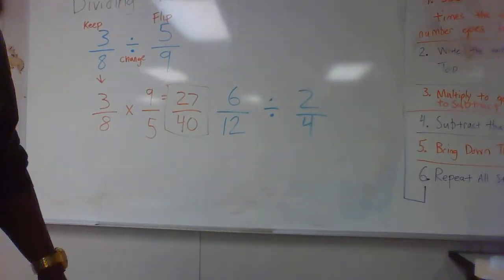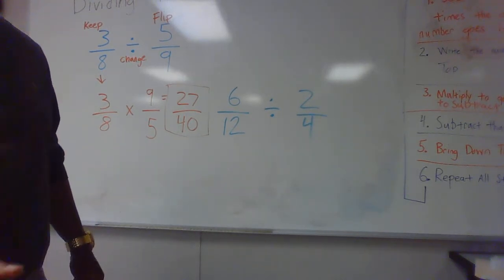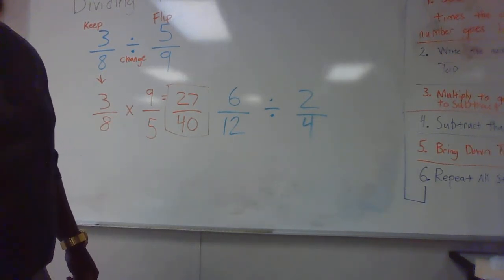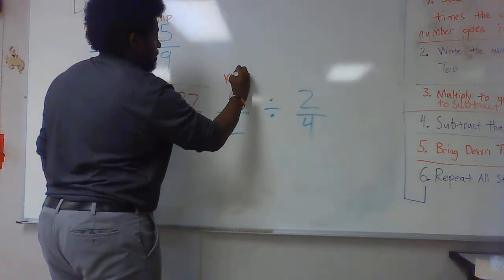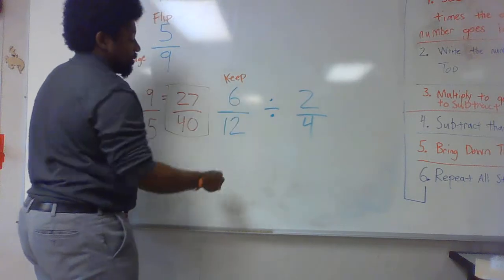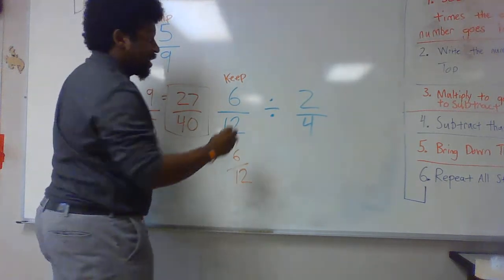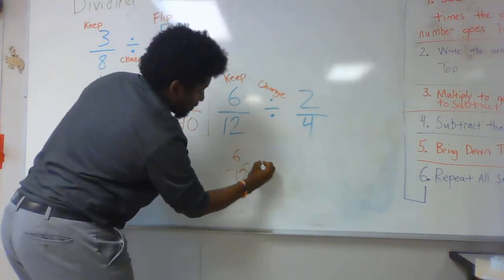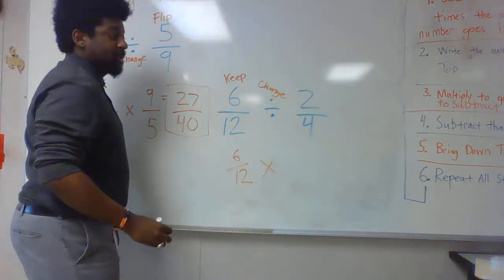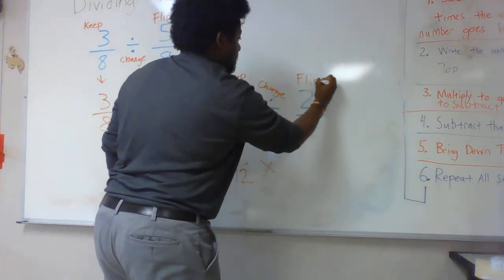Second question I have here. I'm going to do this one a little bit faster. If you need the steps again, please rewind and watch the first part of this video. Keep this the same. Change my sign. Not division anymore. Now it's multiplication. Flip my last fraction over.